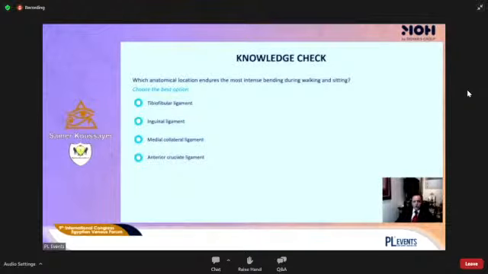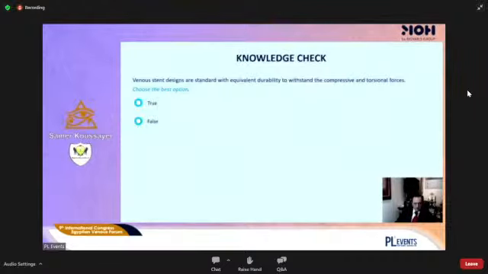So let's go to a couple of questions for this session. Which anatomical location endures the most intense bending during walking and sitting? Usually the inguinal ligament, it has the most intense bending during walking. So the answer will be B. Venous stent designs are standard with equivalent durability to withstand compression and torsional forces. This is wrong, because I said each company, or each stent, has different durability and flexibility from other stents. So this is false.